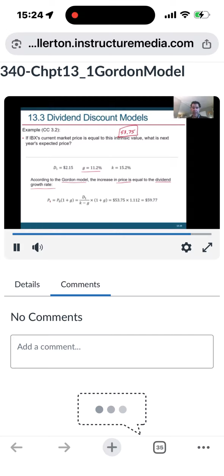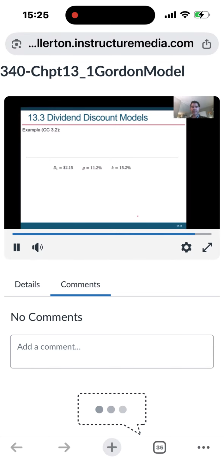Well, let's do that. This says the price at time 1 should be the price at time 0 multiplied by 1 plus g. I wrote this out here in terms of the Gordon growth model, though I didn't need to do that. Here, the price at time 0, we calculated that. I'm just going to increase it by 11.2%. So that's 1 plus 11.2%, and I would get $59.77. So there you go. Under this model, next year I expect that the price has gone up to $59.77. Okay, good.